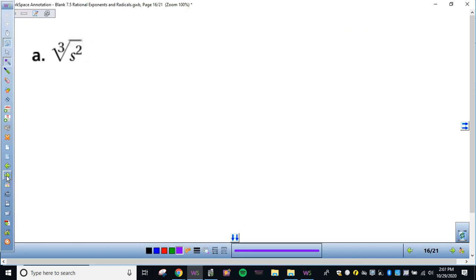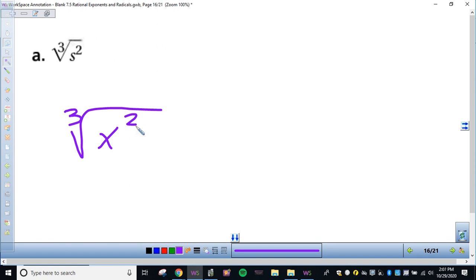Alright, let's try another. I'm going to rewrite it because I don't like when they use S's. X to the 2/3 or 3/2? 2/3. Right? Easy, easy, easy.